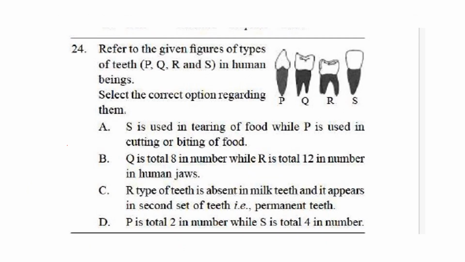Question number 24. Refer to the given figures of types of teeth P, Q, R and S in human being. Select the correct option regarding them. Option A. S is used in tearing of food while P is used in cutting or biting of food. Option B. Q is total 8 in number while R is total 12 in number in human jaws. C. R type of teeth is absent in milk teeth and it appears in second set of teeth, that is permanent teeth. Option D. P is total 2 in number while S is total 4 in number.